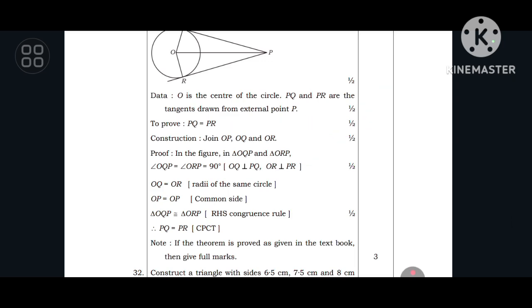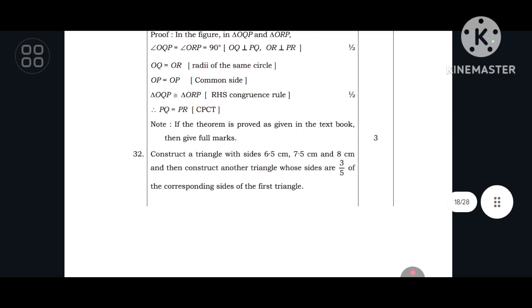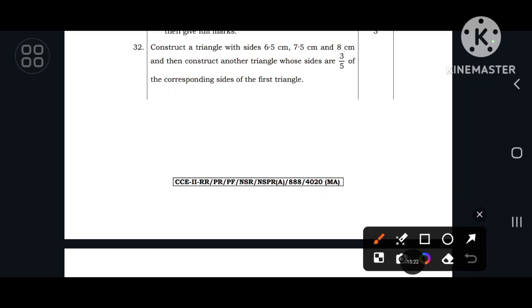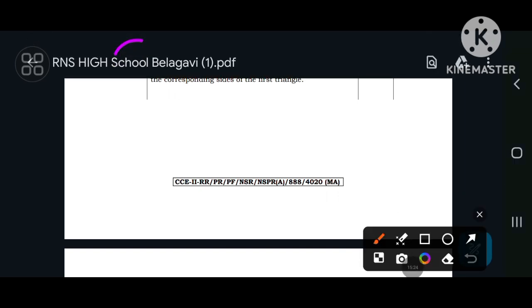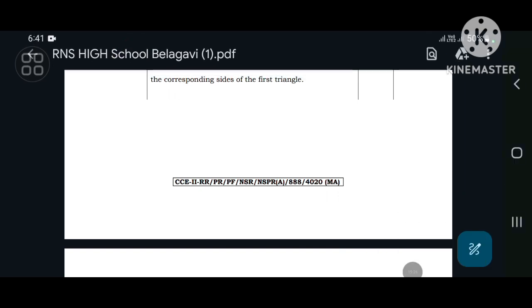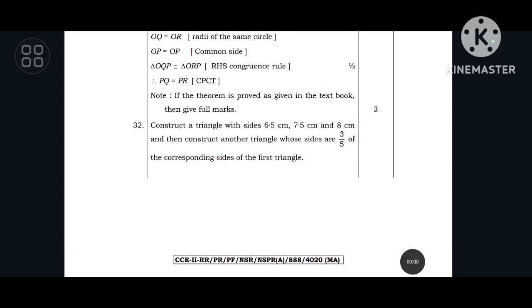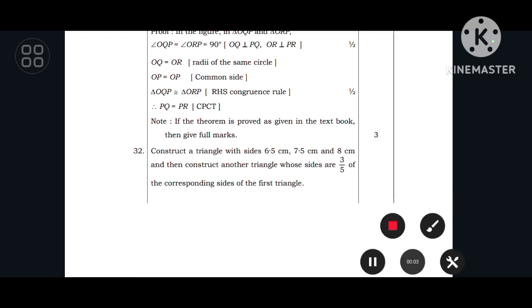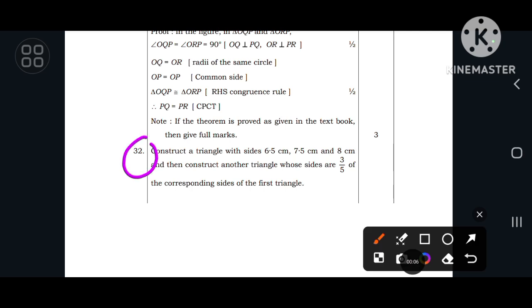So totally they have asked it for 3 marks. So here is the construction from the chapter construction. They have asked this question 32, you can see here. This is from chapter construction. So here are 7 to 8 questions on this chapter.